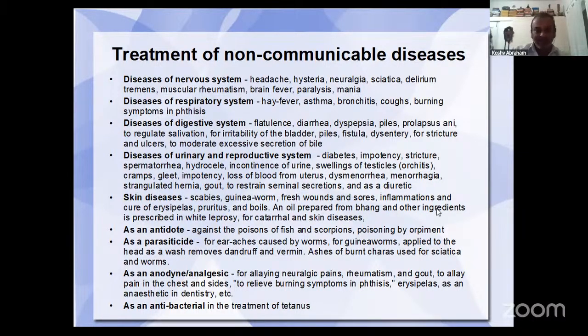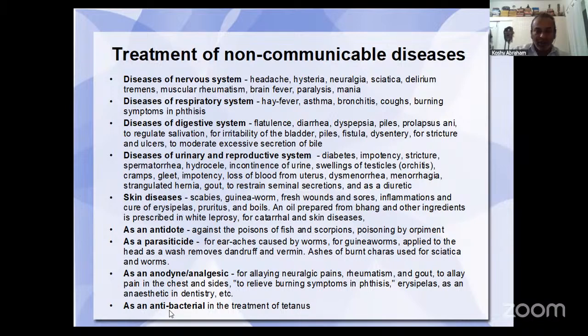In these cases, bhang was mixed with other ingredients. We see that cannabis was used as an antidote against various kinds of poisons, especially from poisonous fish or scorpions, or orpiment, which I understand is an arsenic compound. It was used as a parasiticide or vermicide to clean the system of worms, and as a wash for removing dandruff from the hair. Of course, it is used as an anodyne or an analgesic, mainly for treating severe pains that constantly affect people due to other ailments as well.